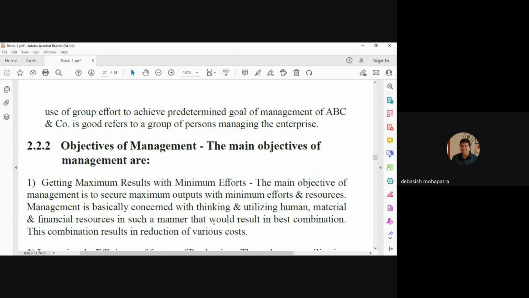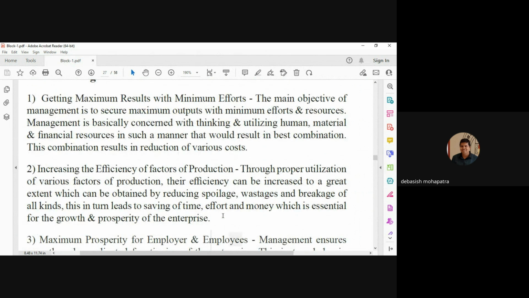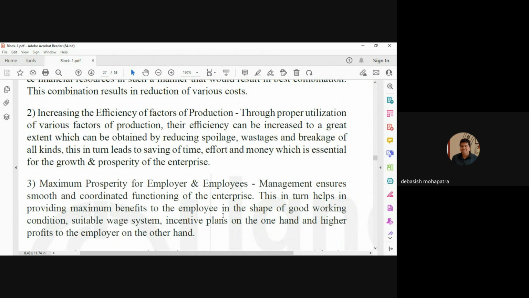Then, objectives of management. The main objective, first, is getting maximum result with minimum effort. That should be the first objective, that we attain our goal to the biggest extent, but with the least effort. Then, increase the efficiency of factors of production. Through proper utilization of various factors of production, efficiency can be increased to a great extent, which can be obtained by reducing spoilage. Then, maximum prosperity for employer and employee, meaning both employer and employee should be prosperous. That should be the objective of management.